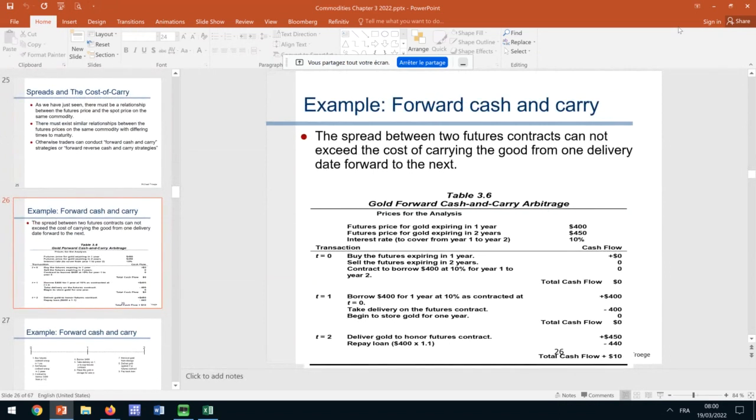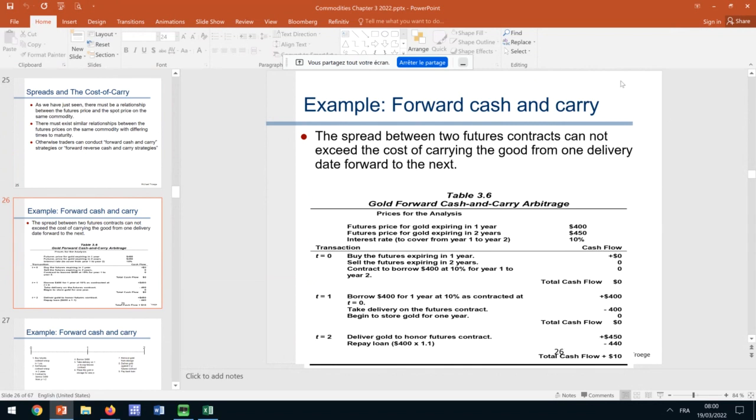Instead of doing a cash and carry, you can also do a forward cash and carry. So a cash and carry is I buy spot, I sell at the future. The forward cash and carry is I buy at a close future and I sell at a more distant future. Okay, so that's the difference. I don't use the spot price. I just buy futures that expire at different points in time in the future. So I buy one that expires close, and I sell one that expires further down the road. Here's an example that illustrates that.